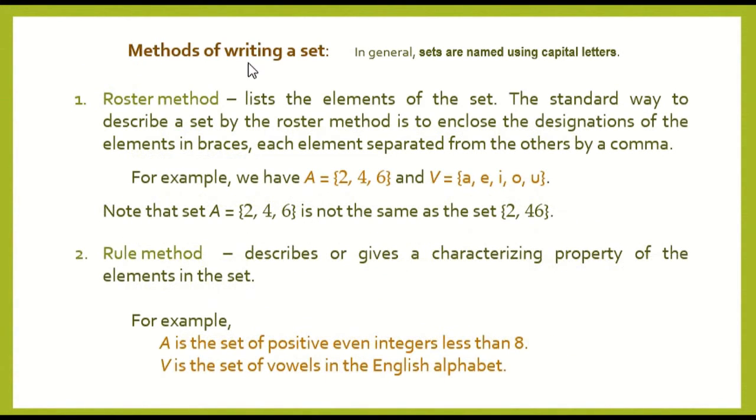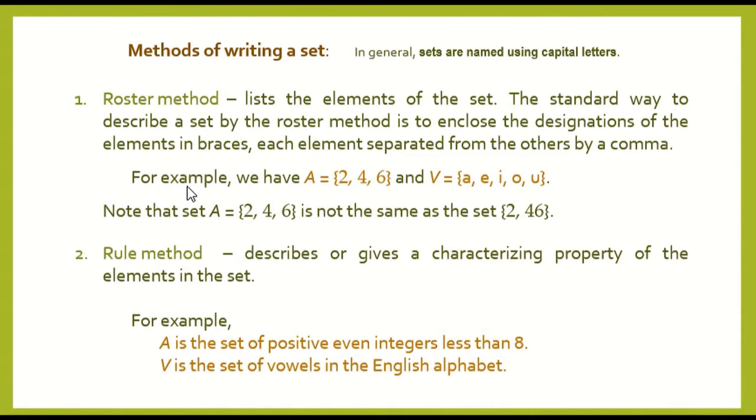Next, we have the methods of writing a set. In naming a set, we use capital letters in general. First method, we have the roster method. List the elements of the set. The standard way to describe a set by the roster method is to enclose the designations of elements in braces, each element separated from the others by a comma.